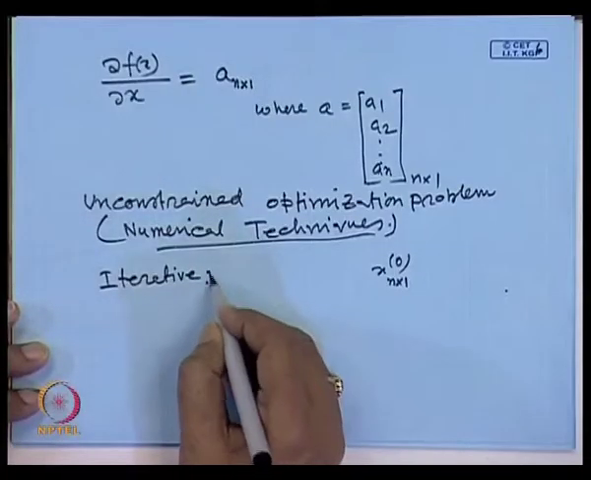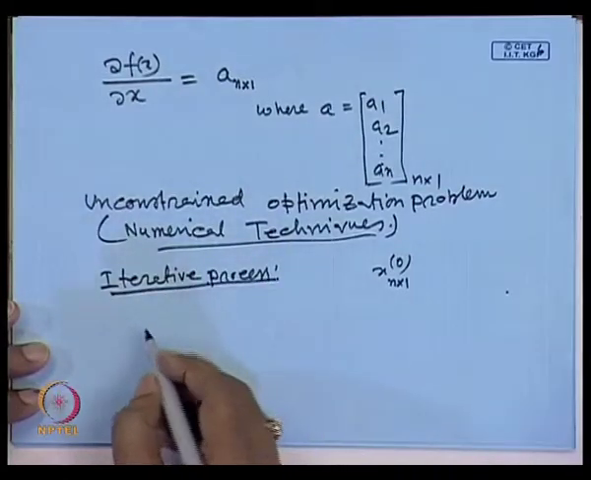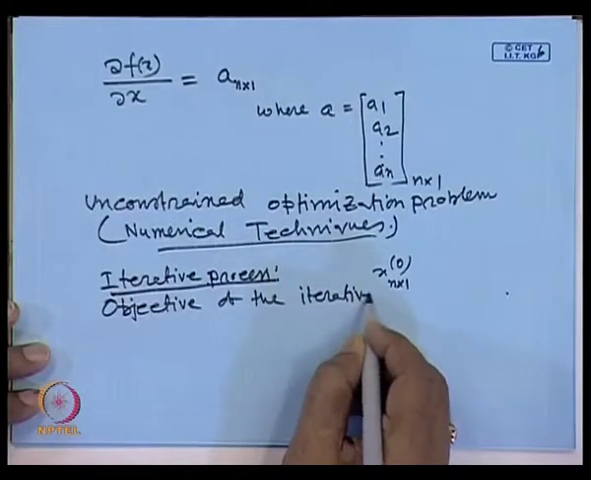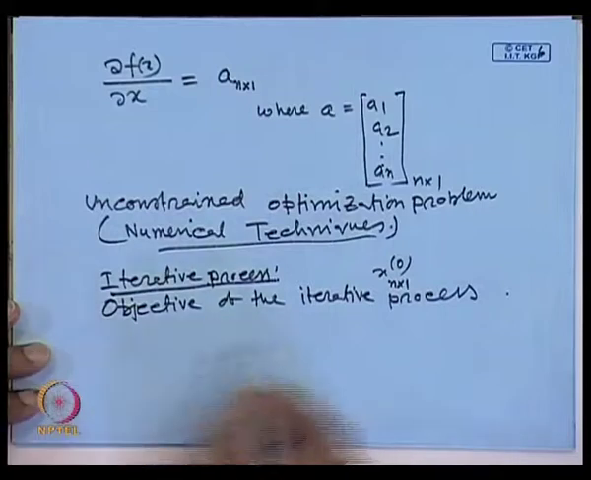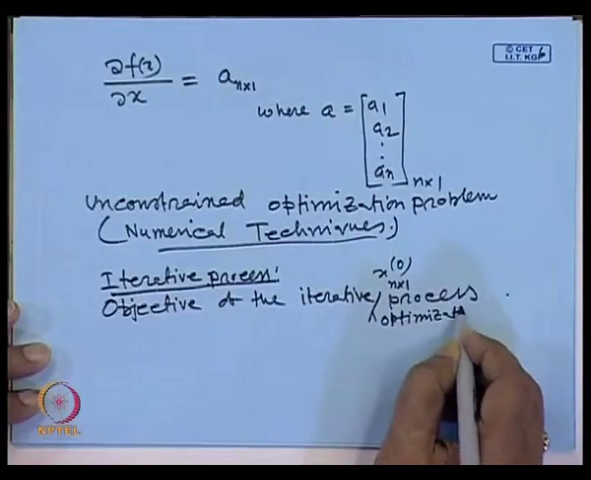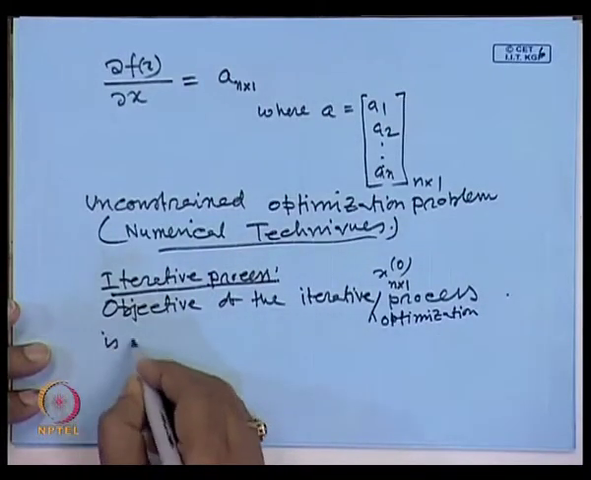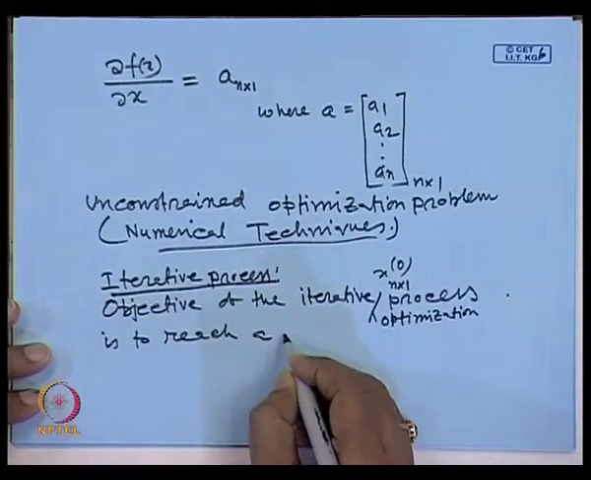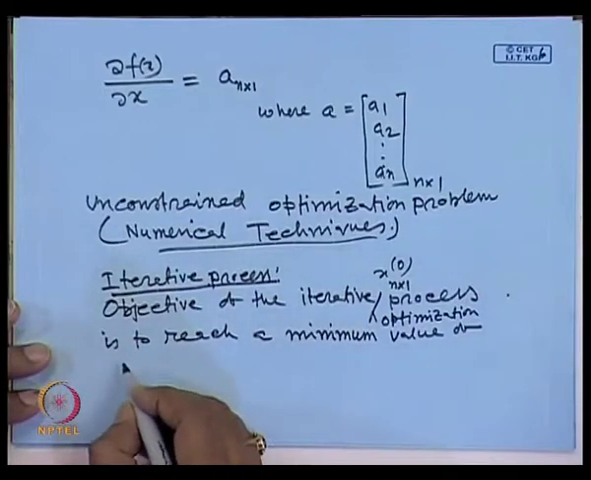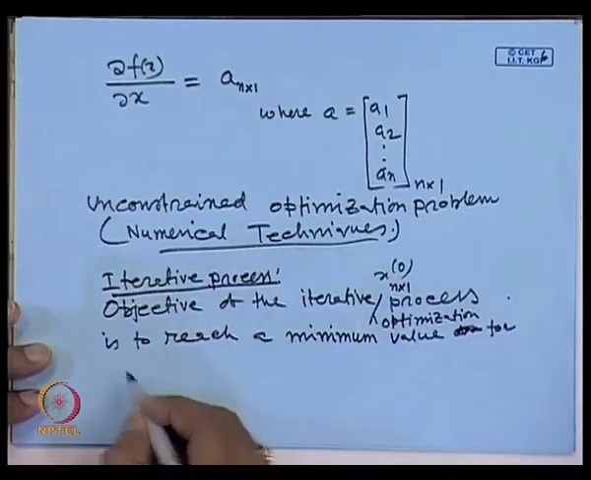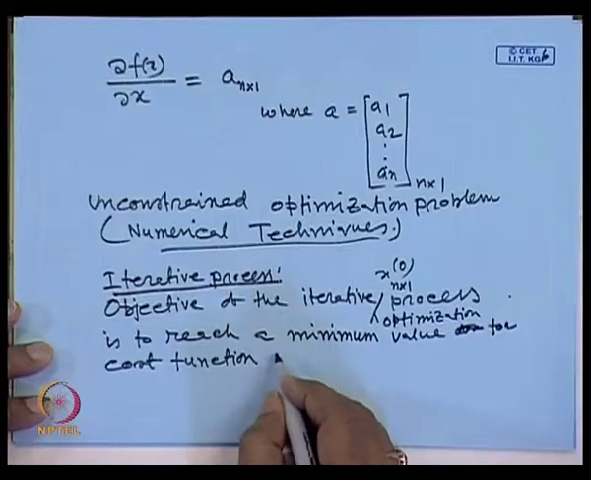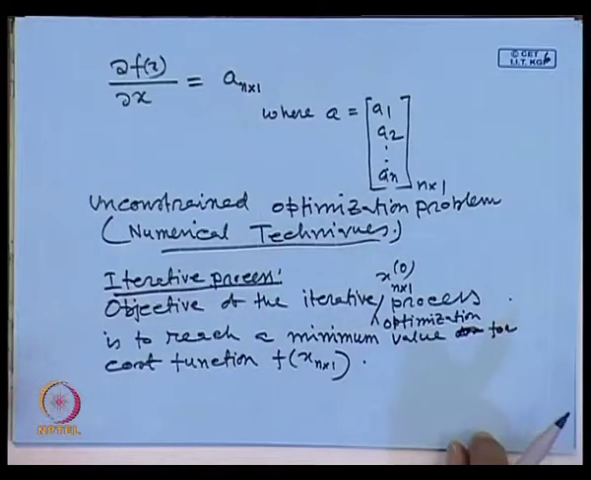So, the objective of the iterative optimization process is to reach a minimum value of the function, the minimum value of the cost function or objective function f of x, which has n variables. Agree?